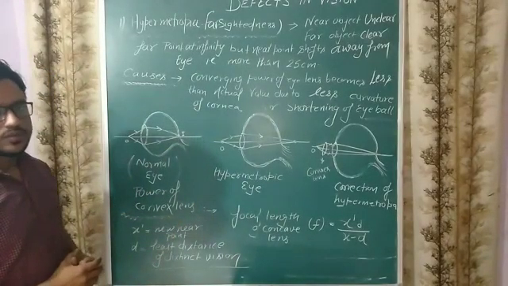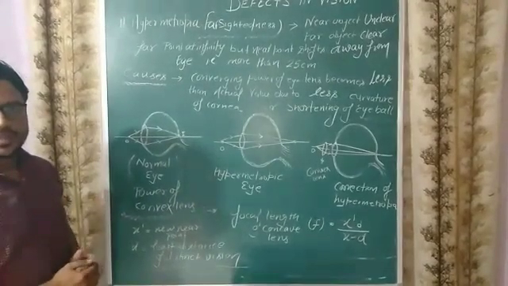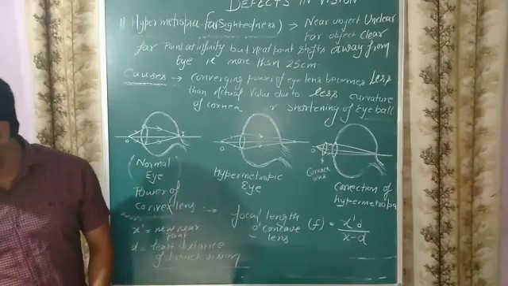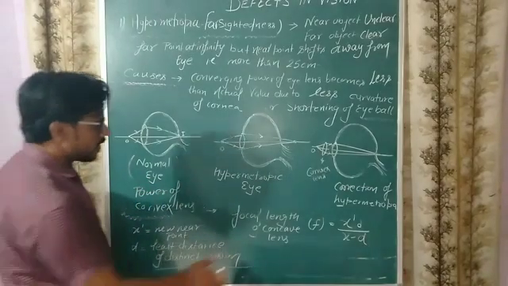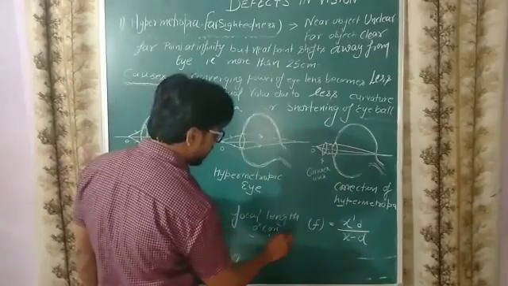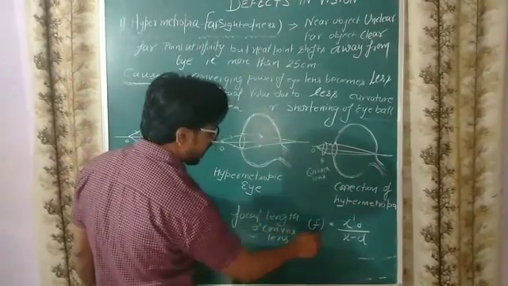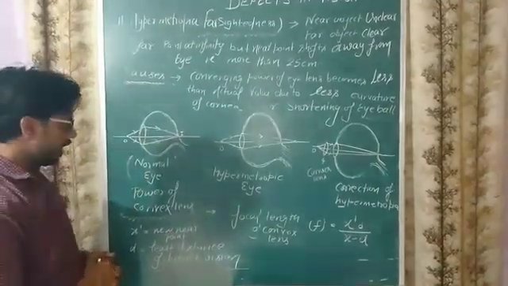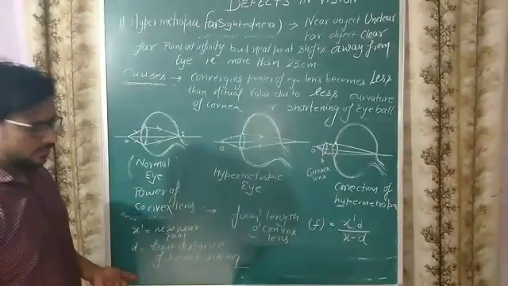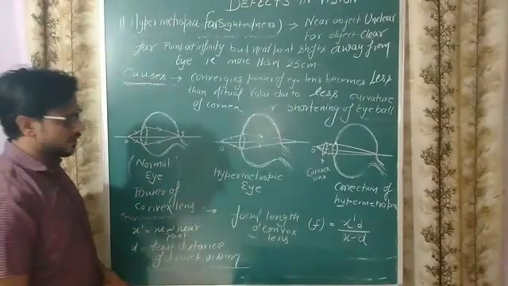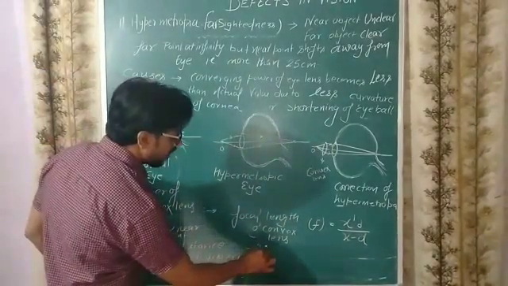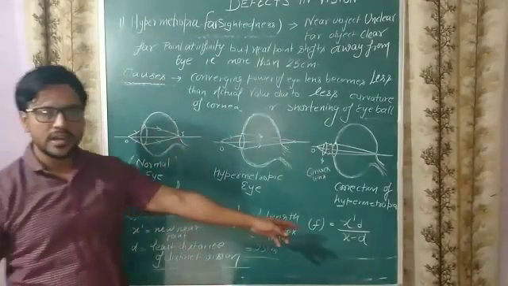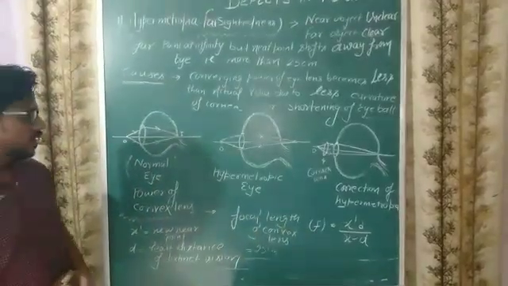Now the question is, how much should be the power of the convex lens that we will use? The focal length of that convex lens is f is equal to x dash into d upon x minus d. Here x dash is our new near point and d is the least distance of distinct vision, that is 25 centimeter. So by using this relation we can calculate the new focal length of the corrective lens.